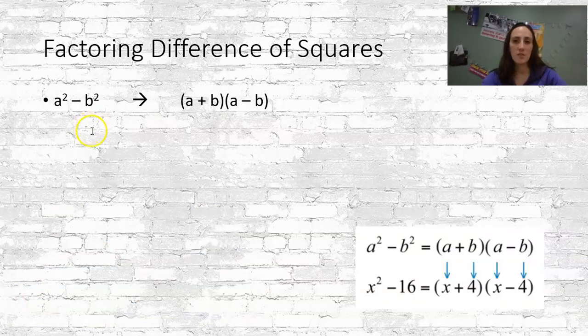Knowing what difference of squares looks like, now we need to know how do we factor them. So difference of squares is some value squared minus a different value squared. We factor it with the square root of the first value plus the square root of the second value times the square root of the first value minus the square root of the second value. So we've got an example of what that looks like down here.